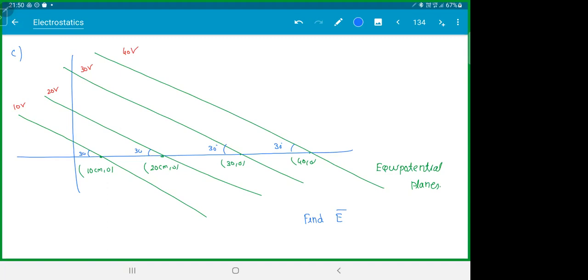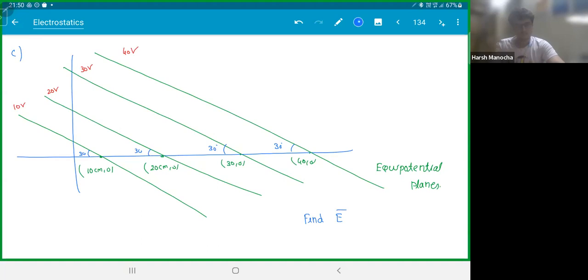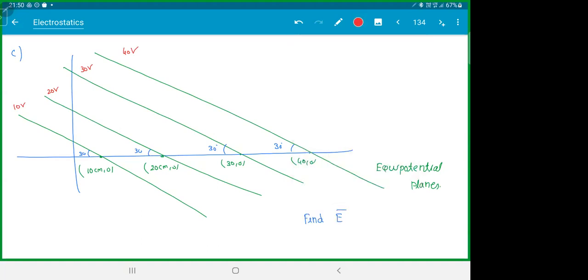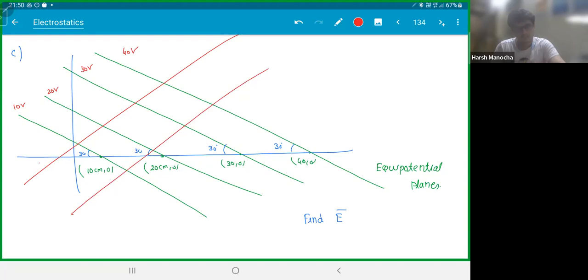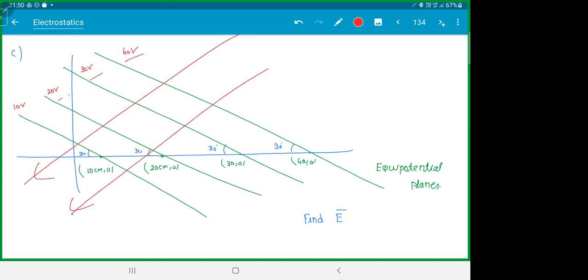Can you tell me the direction of the field again? 60 degrees downwards. Downwards. So first of all, it should be perpendicular to the green lines, no? Which way, up or down? Down. Look, 40, 30, 20, 10, it is decreasing. Got it? I think by now you got the logic of how to find directions. How will we find the magnitude?